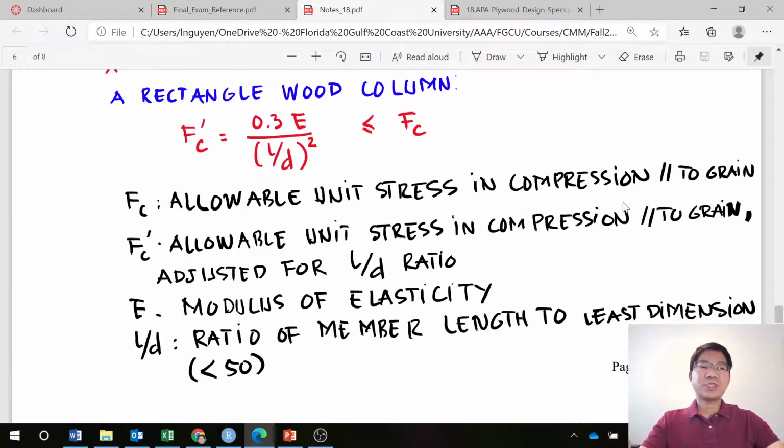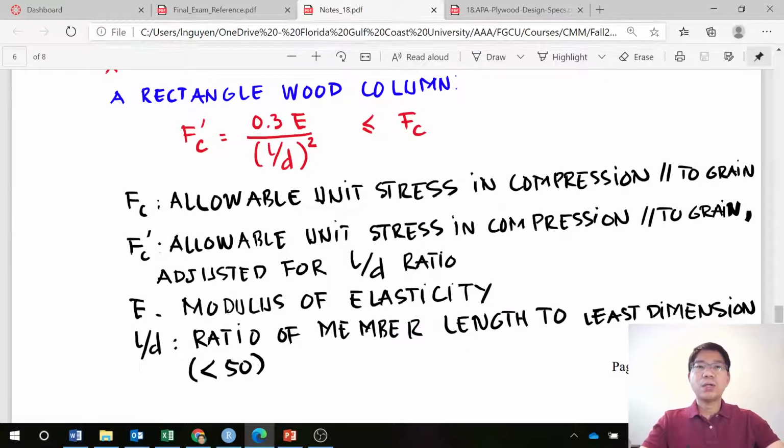Fc is the allowable unit stress in compression parallel to the grain, with an adjustment for the L/d ratio. As I mentioned earlier, it depends on how slender the member is, in this case how slender the brace or strut is, and L/d has to be less than 50. If it's more than 50, it's too slender. It should not work. It's easy to buckle. So keep that in mind when you design. You have to check that it is less than 50. Make sense? And whether it is compression parallel to the grain or perpendicular to the grain.